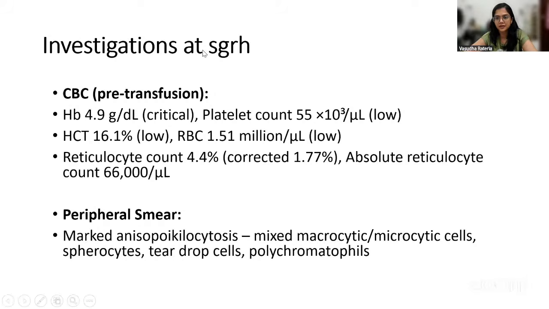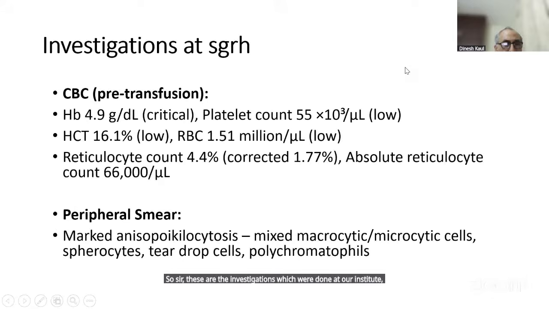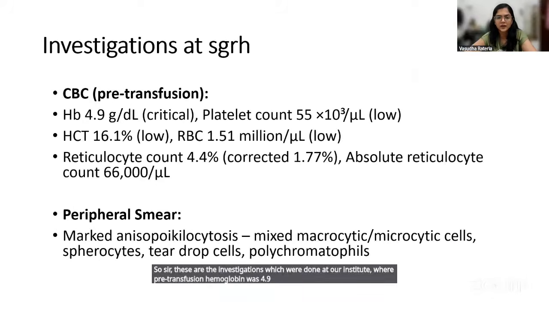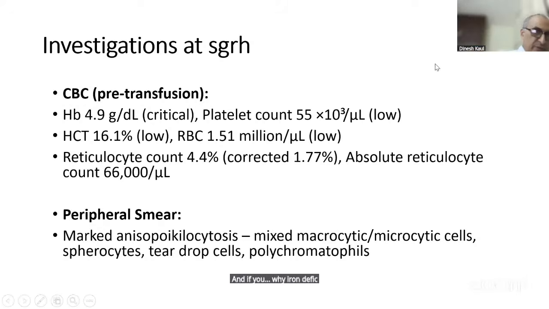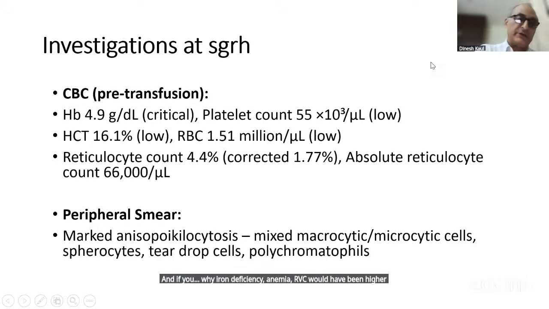So, sir, these are the investigations done at our institute, where her pre-transfusion hemoglobin was 4.9, platelet count was very low, 55,000, hematocrit was 16%, RBC count was also low. If it was iron deficiency anemia, RBC count would have been higher. Sir, why would RBC have been higher in iron deficiency anemia? With a hemoglobin of 4.9, it corroborates that your RBC count will drop.